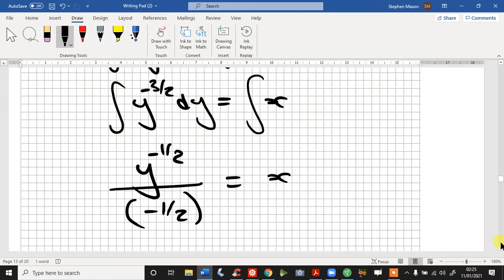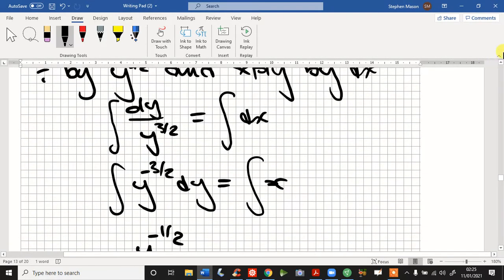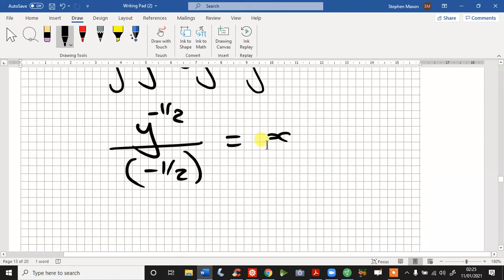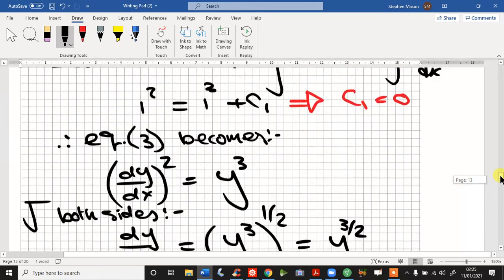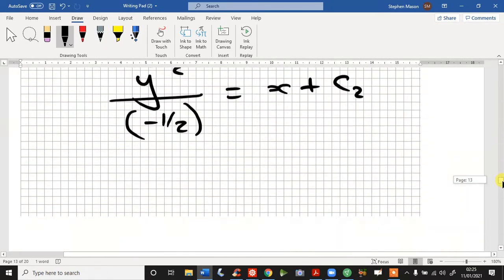In fact, actually, I made a mistake there because that should be dx, shouldn't it? Yeah. So that's dx. And so the dx integrates to give x plus, I think this is going to be a C2, isn't it? Another constant of integration, which we're calling C2. Yeah, because we had C1 there. Okay.